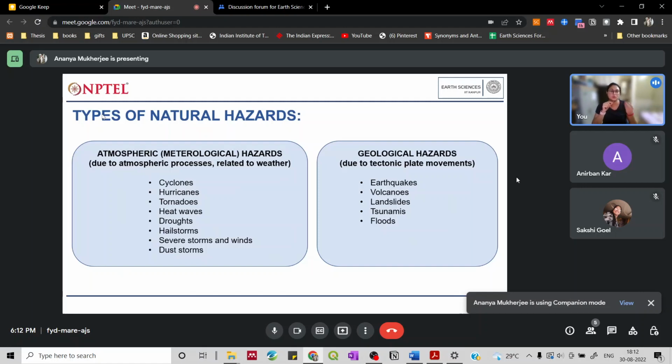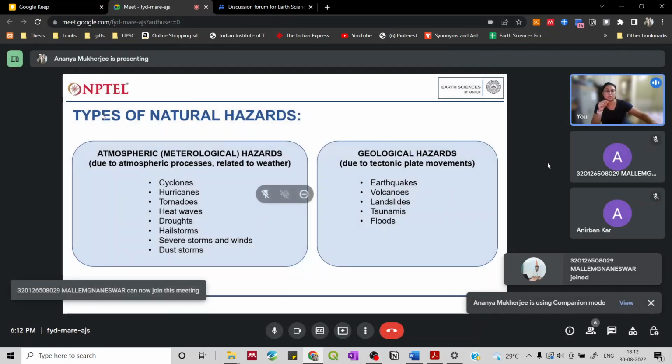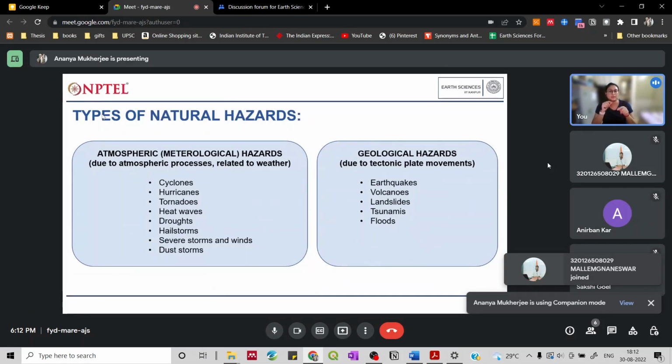These are mostly caused by earthquakes occurring within deep ocean floors. And then you have floods. Floods can be related to weather, heavy rainfall. One of the reasons for floods could be that, and floods can also be caused by some geological processes, like we will see later on in the lecture.